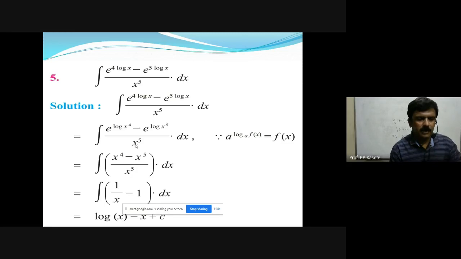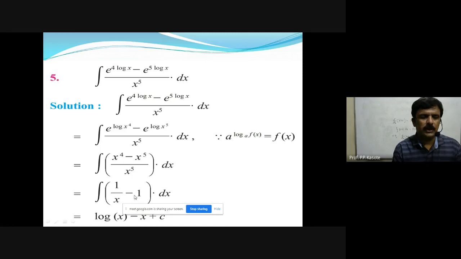Or else we can divide both of them by x raised to 5 because x raised to 5 is there in the denominator. So we can divide both the terms separately. If we divide x raised to 4 by x raised to 5, we'll get 1 upon x, and x raised to 5 by x raised to 5 will get 1. So we have simplified this as 1 upon x minus 1.